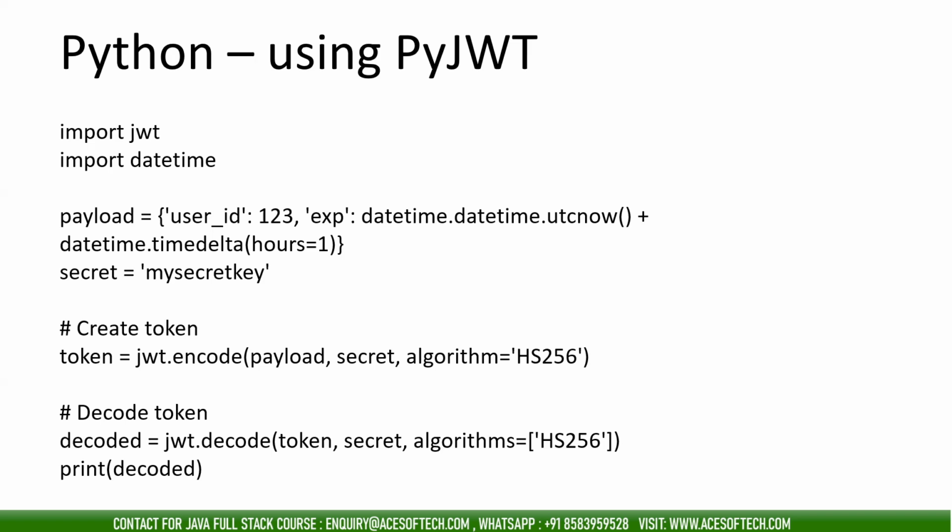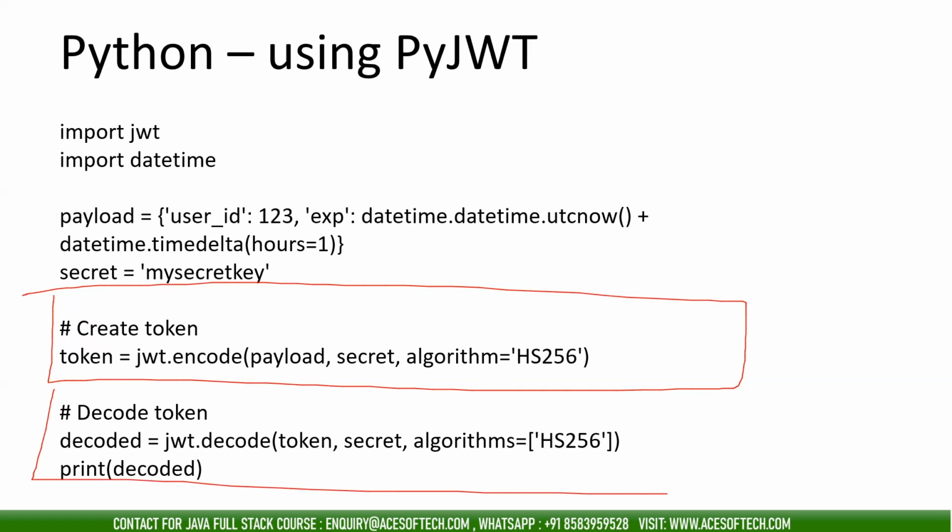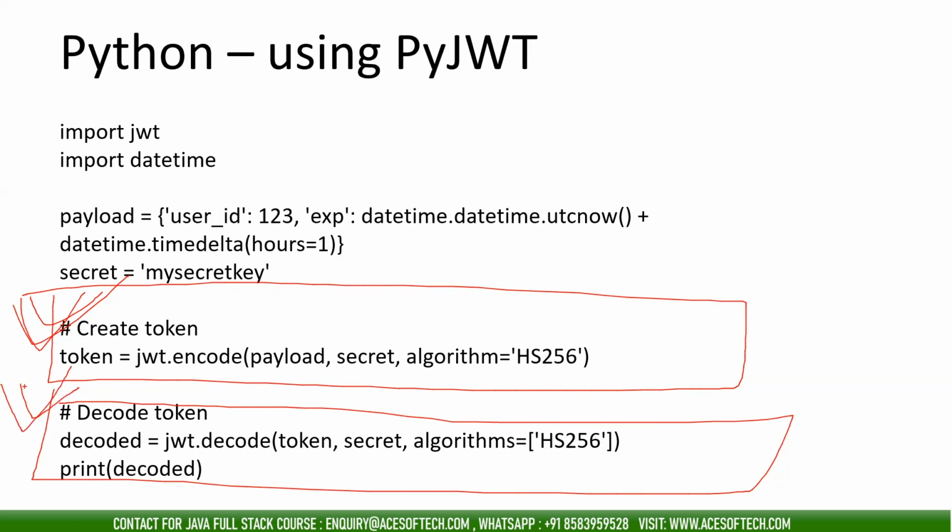Next one is Python. Similarly, here you can see it is created and this is decoded. This one is for encoding, meaning after encoding it is given back to the client, and then when the client comes to the server, it is checked after decoding.